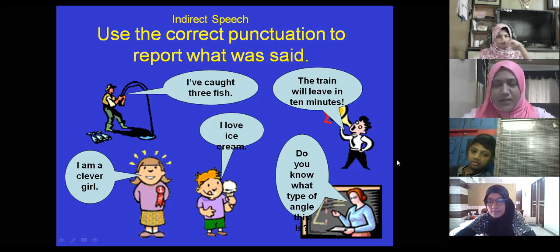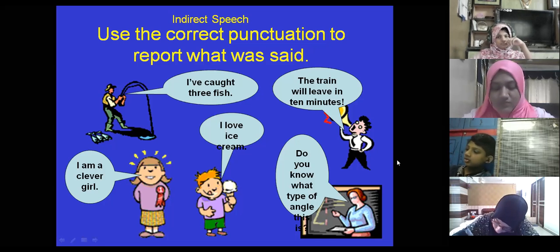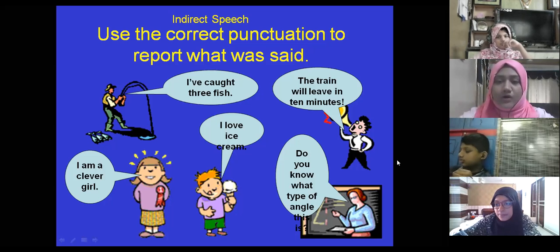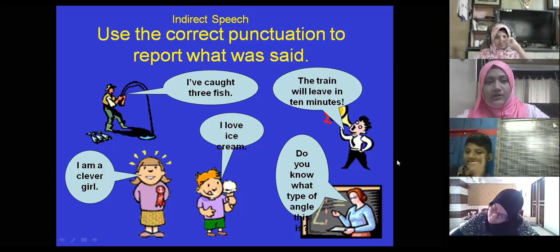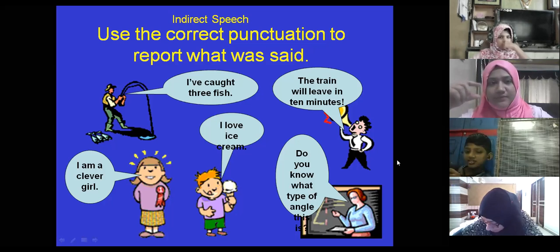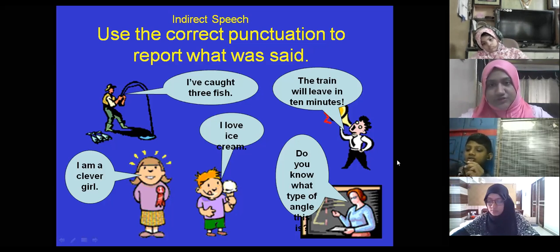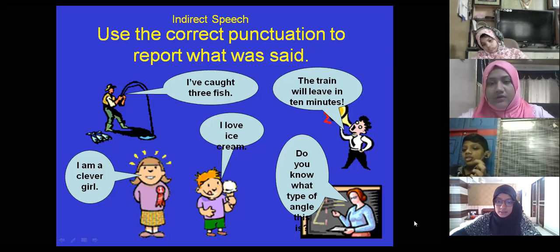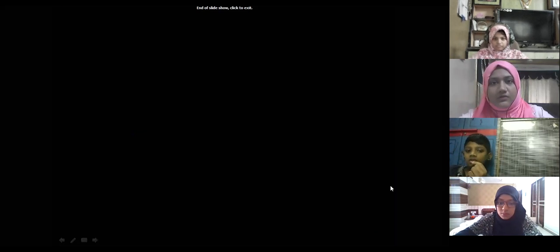The fisherman said that I had caught 3 fish. He had caught 3 fishes. Okay, we are changing the pronoun, Saklen. Always remember the pronoun in the indirect speech will change. Okay.